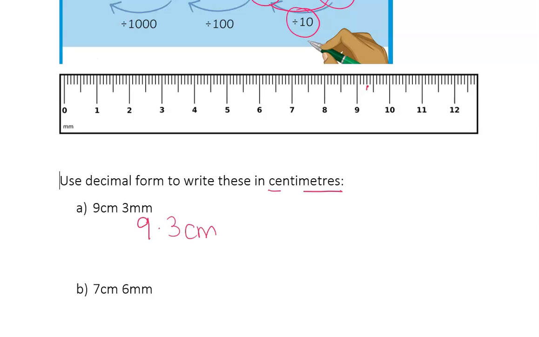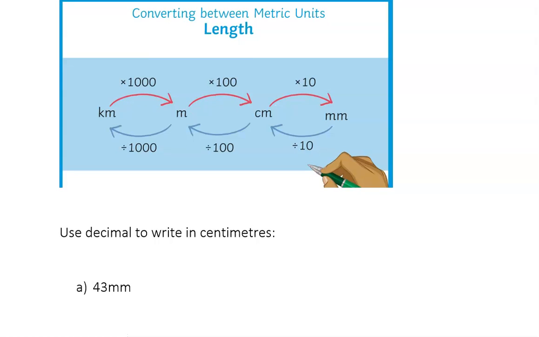Next question, it is 7 centimetres and 6 millimetres. If I look at my ruler again, that is going to be right here, which is the same as saying 7.6 centimetres. All right, let's go to the next page for the questions.